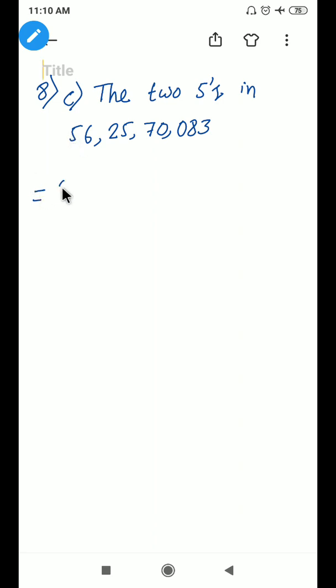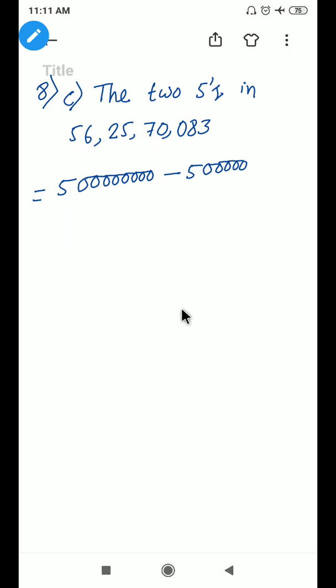Firstly find the place value of this 5. After this 5, how many digits are there? 1, 2, 3, 4, 5, 6, 7, 8. 8 digits are here. Then now find the place value of this other 5. Firstly put here 5, and after the 5 there will be zeros. How many digits are here? 1, 2, 3, 4, 5.